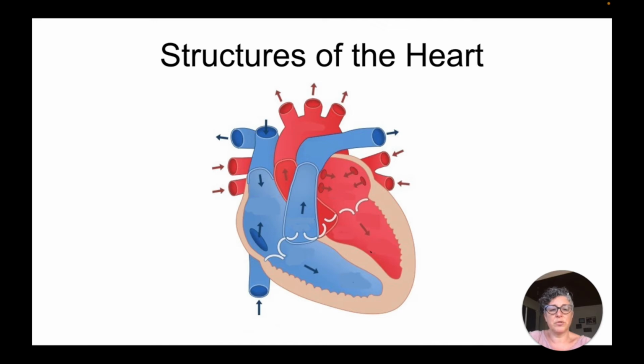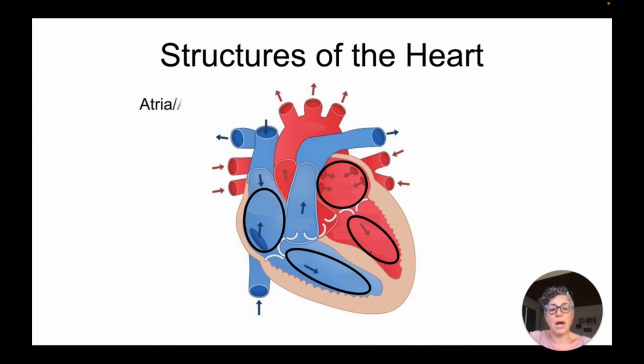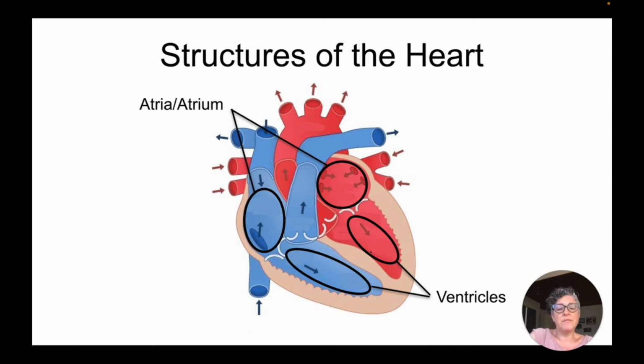So let's talk about the structures of the heart. What are the structures that at this level of biology you need to know? Well, first of all, we can see that in a mammalian heart there are four sections outlined here in black. The top portion of the heart, the top two chambers, are called the atria, which is plural. Each one individually is called an atrium. And the lower chambers are called ventricles, and they kind of have a V shape to the chamber, so that is a way to remember that the lower chambers are the ventricles and the upper chambers are the atrium.